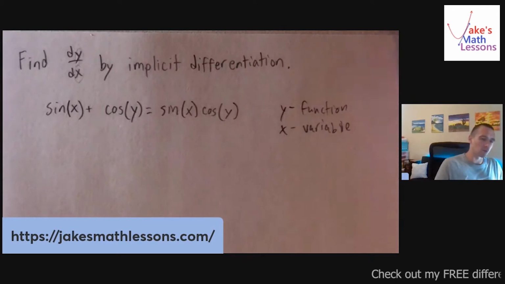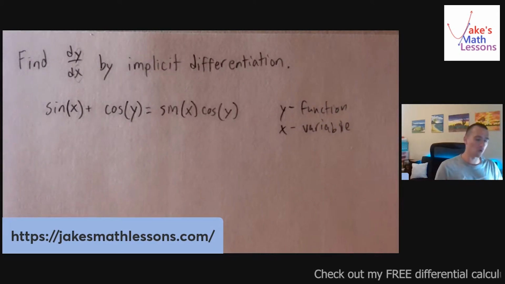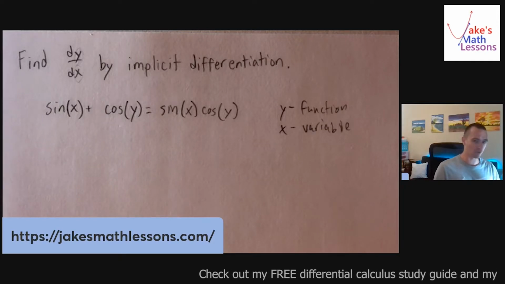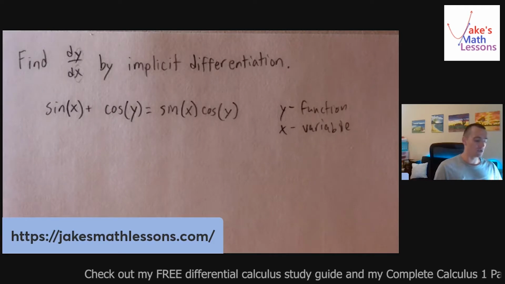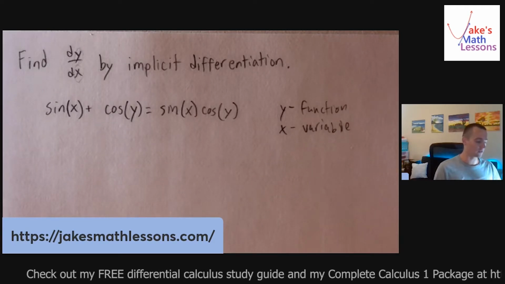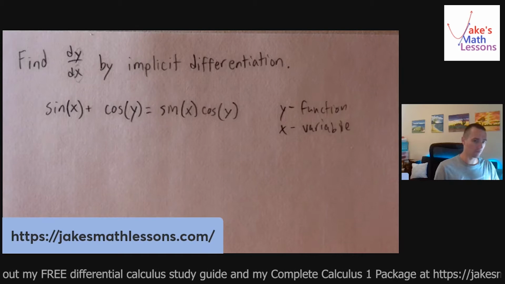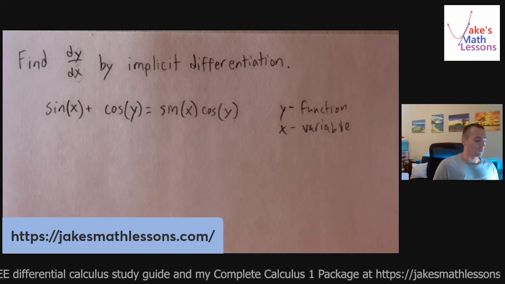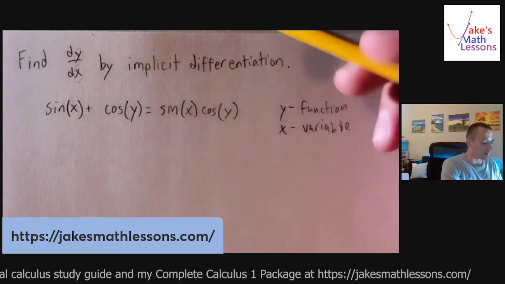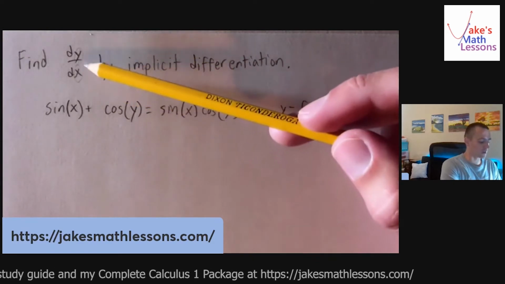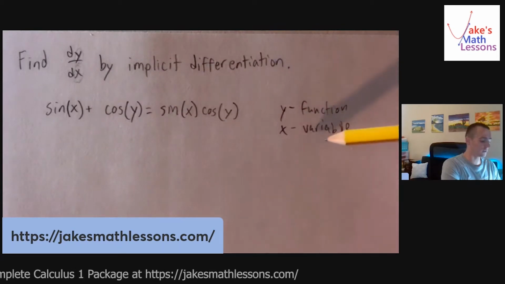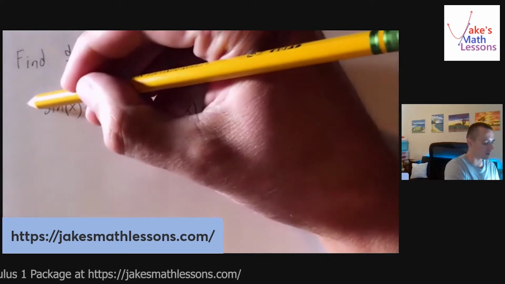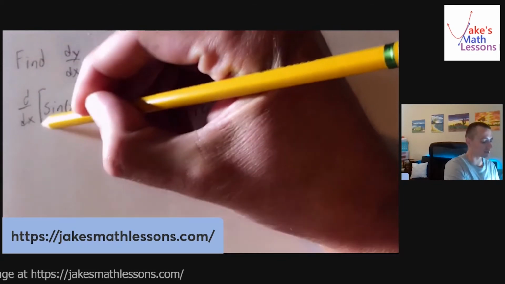The reason that's important is we don't actually know what y is. Based on the equation we are given, we can't solve for y and figure out what y is. So we're not going to be able to use typical methods of finding derivatives to find the derivative of y, since we don't know y. But in order to find dy over dx, we have to find the derivative with respect to whatever our variable is. So that tells us we're going to be finding the derivative with respect to x of both sides of our equation.